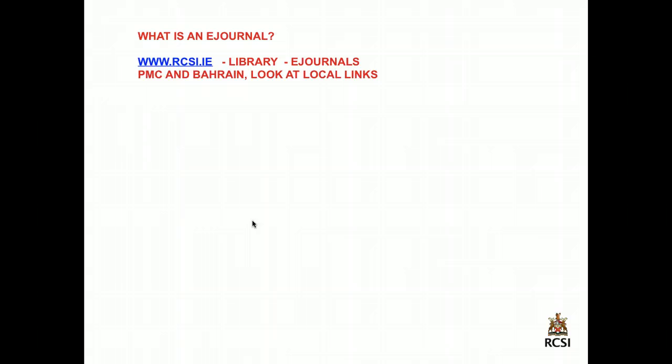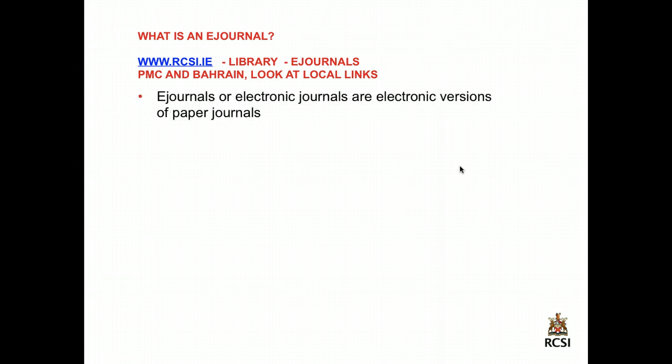Finally, I just want to cover electronic journals. So we've talked about peer review journals and e-journals. The students here in Dublin can take a look at our library, with lots of links either from Moodle or through the main site. And the students in PMC and Bahrain should go and look at their own links, but the principle is the same. E-journals are electronic versions of paper journals.